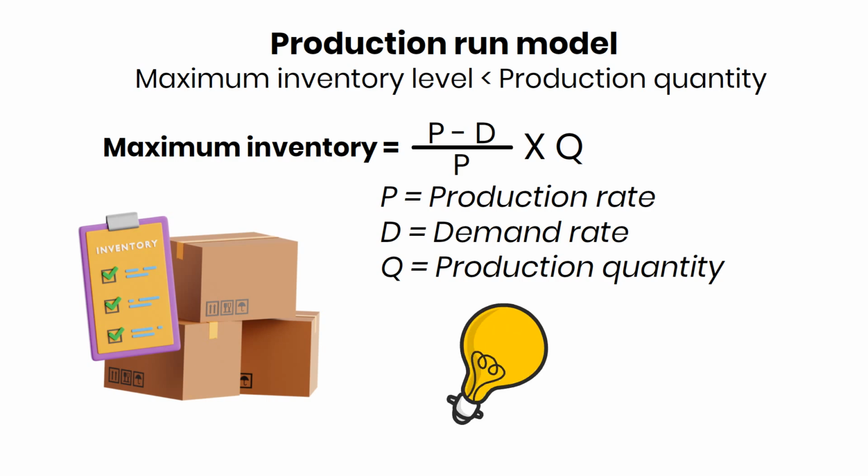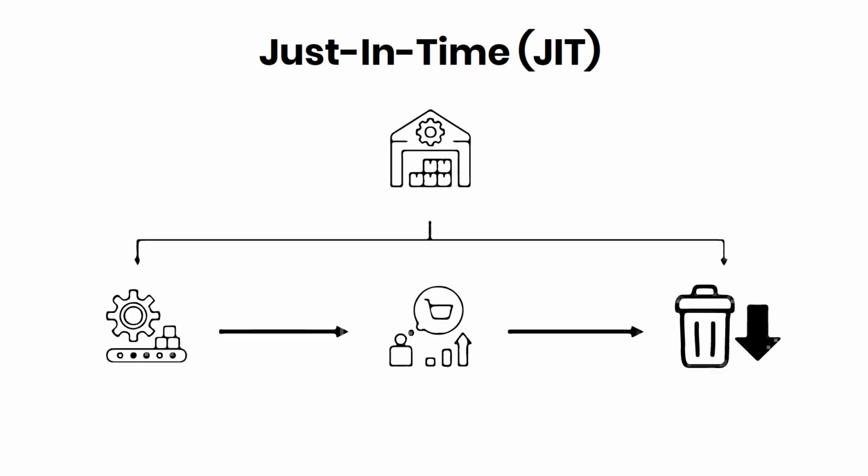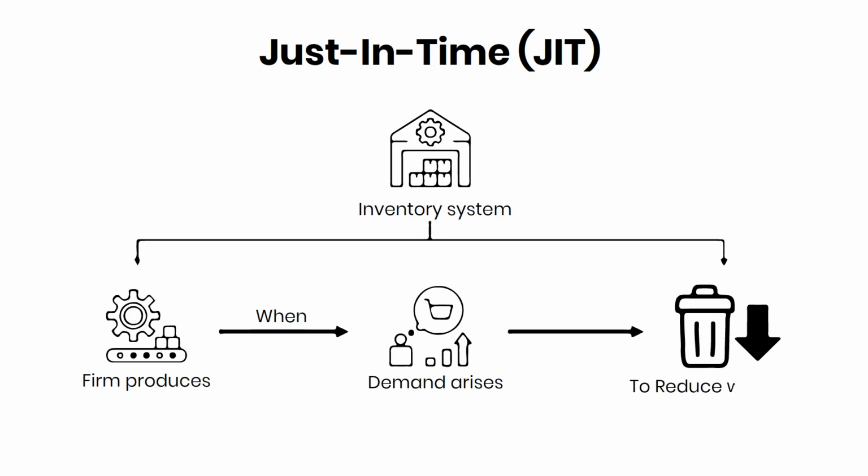A just-in-time, JIT, system is a lean inventory management strategy that aims to minimize inventory holding costs by receiving goods only as they are needed in the production process. A JIT system usually results in a low annual holding cost because it reduces the amount of inventory held at any given time. This system relies on precise demand forecasting and efficient supply chain management to ensure that materials are available when needed without holding excess stock.